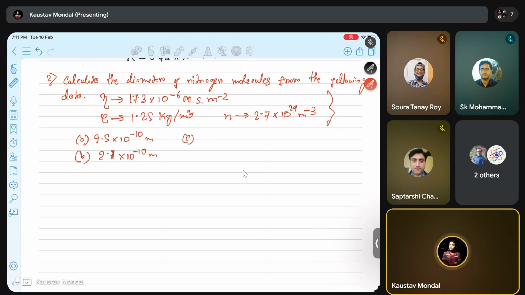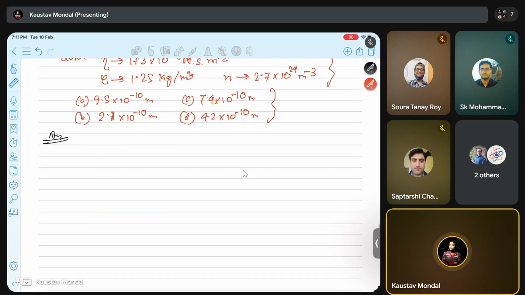Option C is 7.4 into 10 to the power minus 10 meter, and option D is 4.2 into 10 to the power minus 10 meter. These are the four options given. Okay, so how to solve this?